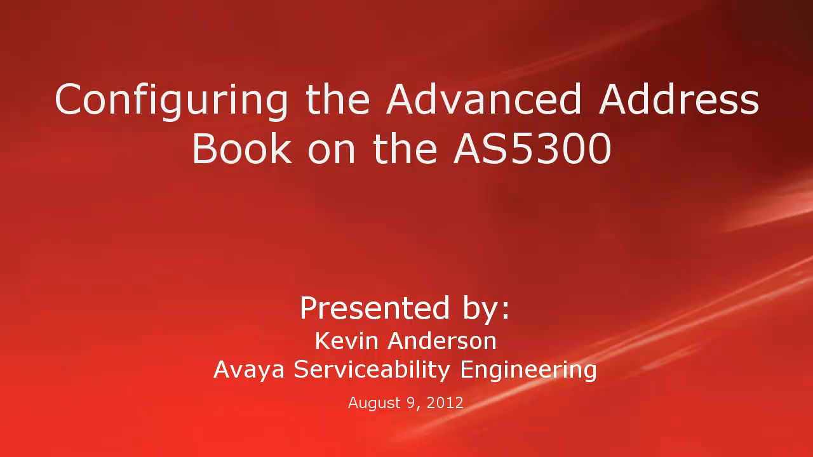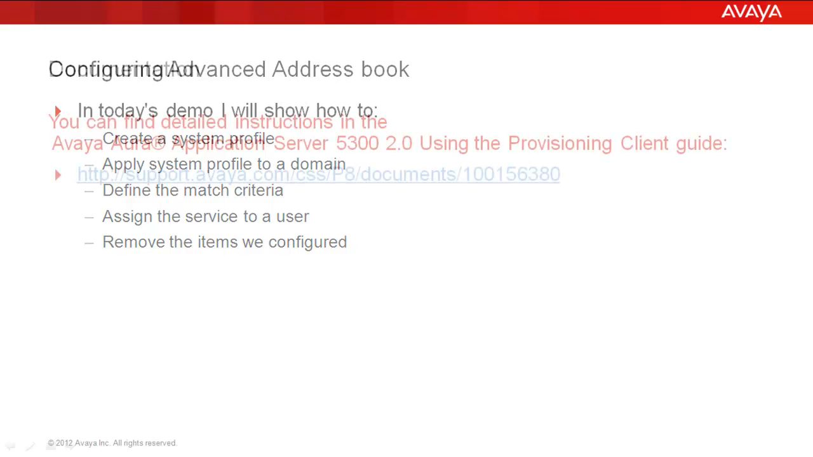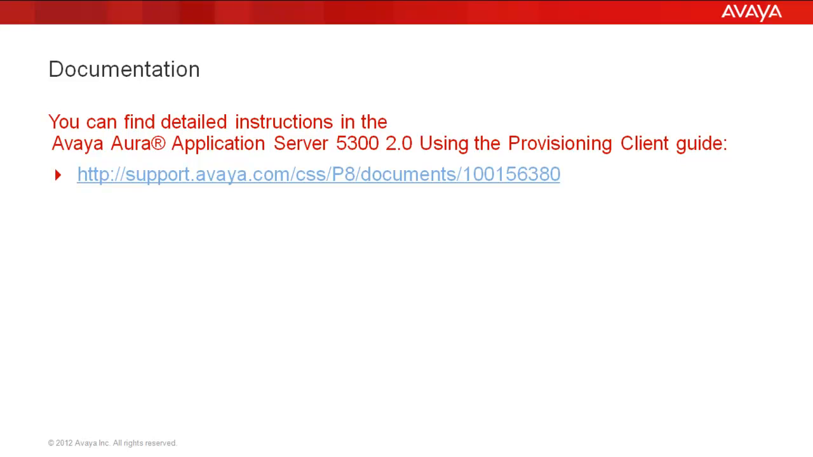This video is about configuring the advanced address book settings on the AS5300 with the provisioning client. In today's demo, I'll show how to create a system profile, apply the system profile to a domain, define the match criteria, assign the service to a user, and remove the items we configured. We'll be starting this demo with the provisioning client open. You can find detailed instructions in the Avaya Aura Application Server 5300 Release 2.0 using the provisioning client guide at the link shown. Now let's get started.